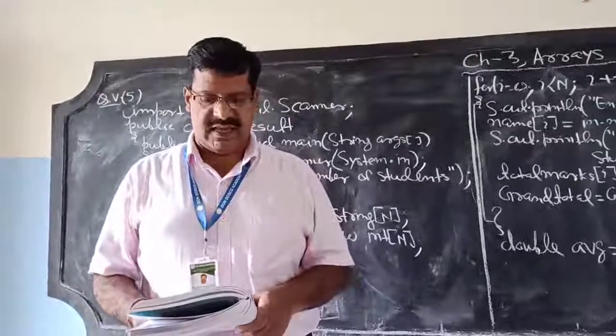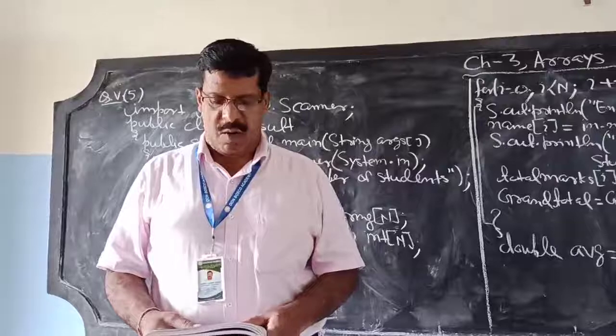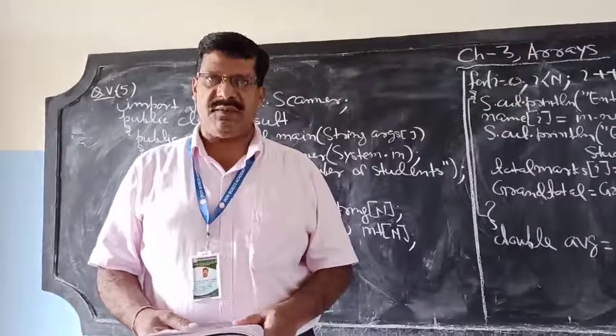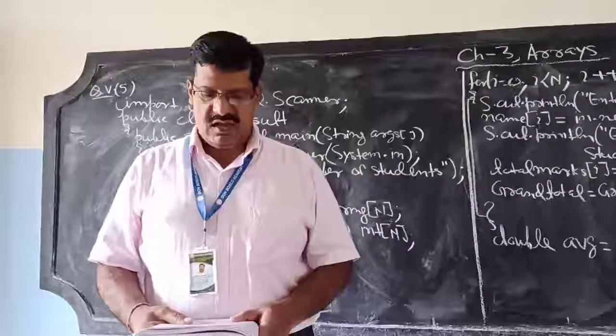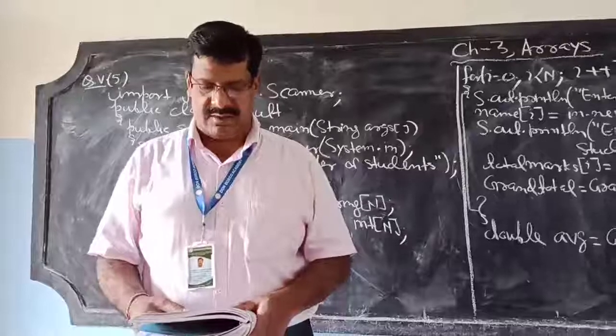After that, it is asking to calculate and print the average of the total marks obtained by n number of students. So you have to find out the average marks of n number of students. Average equals the sum of total marks of all the students divided by n.